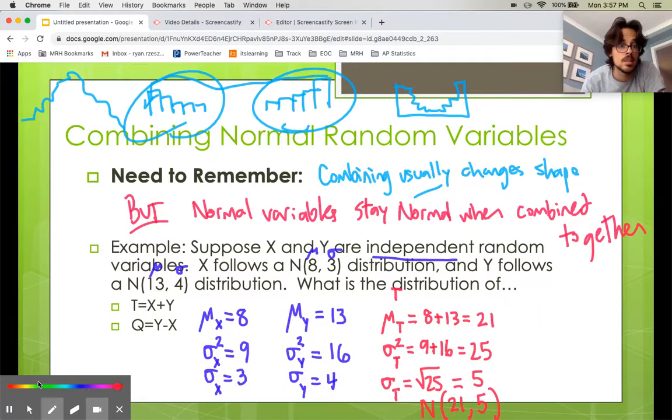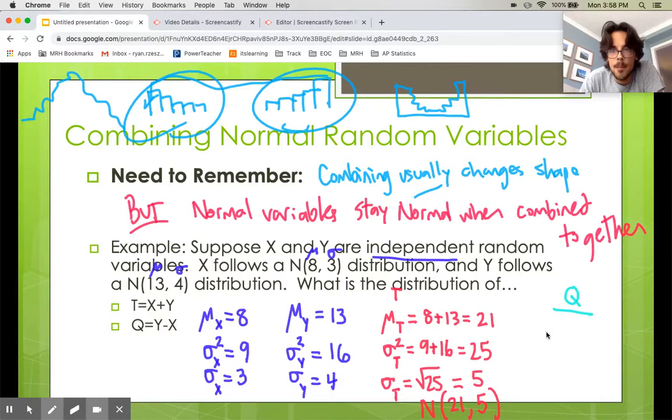There's a lot going on in this lesson that you have to be able to process. Let's talk about q. And q is going to take the variable y minus the variable x. So the mean for q. Mean is common sense. You do what it says. Notice that y comes first here. So I'm going to take this mean minus this mean right here. So it's 13 minus 8, which is 5. Means can be negative. You can have a negative expected value. So if it was a negative number, that's totally cool.